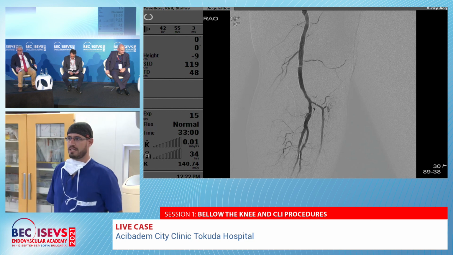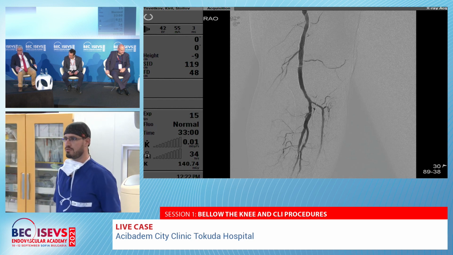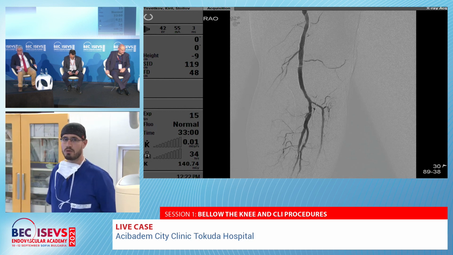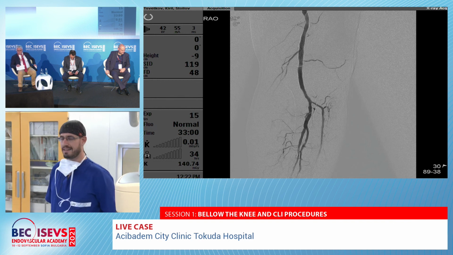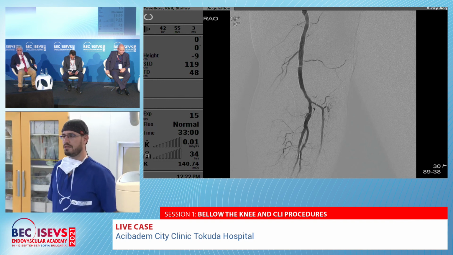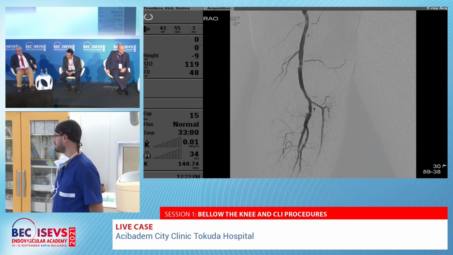With the help of a Bernstein catheter, we were able to go into the anterior tibial artery and go all the way down to the level of the ankle. And we inflated the whole segment with a long balloon. And after a couple of inflations, we had a very nice result, as you can see. Can you see the image? Yes.